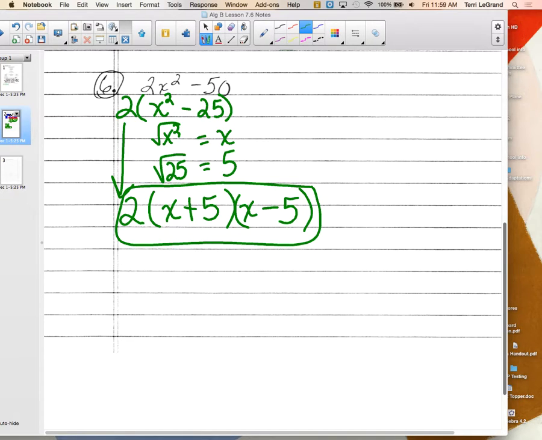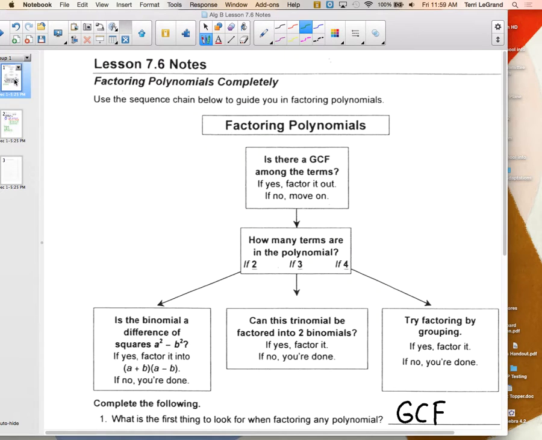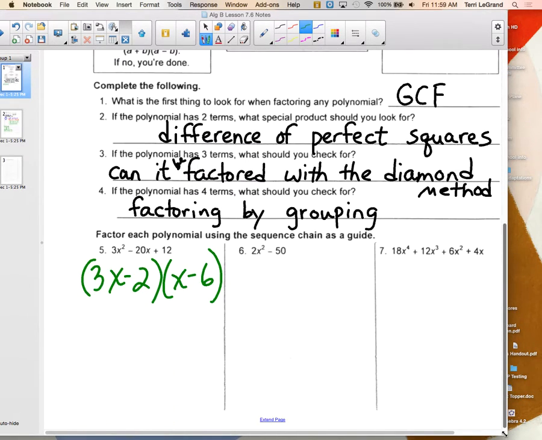Okay, let's go to the front again. Let's go to that other page again, and let's put that as its factored name: 2 times x plus 5 times x minus 5. Or you could have the x minus 5 first. It doesn't matter who's first. But don't forget that the first thing you're always going to do is try to GCF it. If we can, that becomes part of the answer in the end.